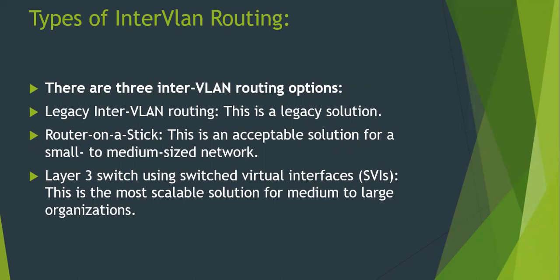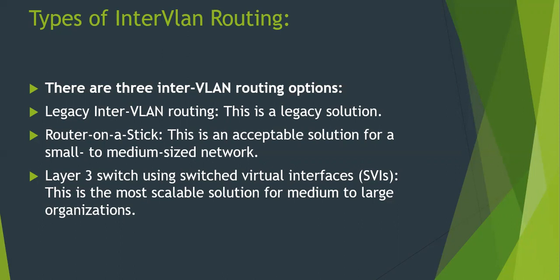The second type of inter-VLAN routing is router on a stick, which is an acceptable solution for small to medium sized networks. And finally, we have the layer 3 multi-layer switch, where we use an SVI, also called a switched virtual interface. This is one of the most scalable solutions for medium to large scale organizations. Let's get started with the lab and learn about the configuration.